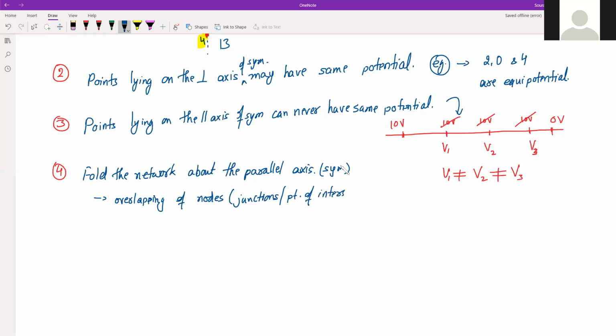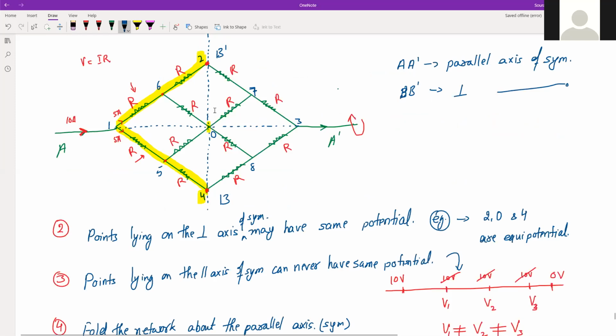right? For example, here in this case, it is 6 and 5. 6 is a point of intersection and 5 is a point of intersection. And if I fold it along A dash, 5 and 6 will overlap, right? Then what else will overlap? 2 and 4 will overlap, and 7 and 8 will overlap, right?